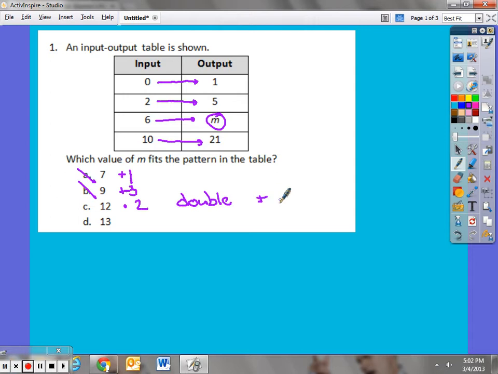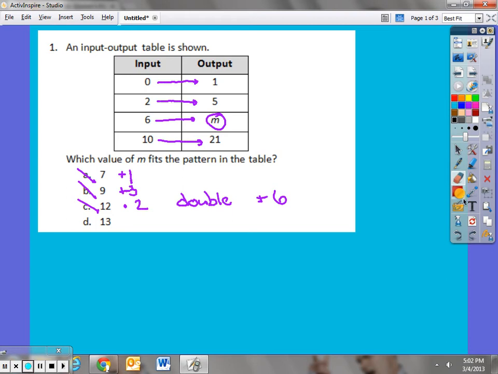Or I could just add. Let's say I always add 6. Let's try any one of those. So multiply by 2. Well, 2 times 0 doesn't give you 1, so it's not going to be multiplying by 2. Let's try plus 6. Well, 6 plus 0 isn't going to be 1, so it can't be plus 6. Okay. Just based on that, I know the only answer could be D, but let's think about why it's D.